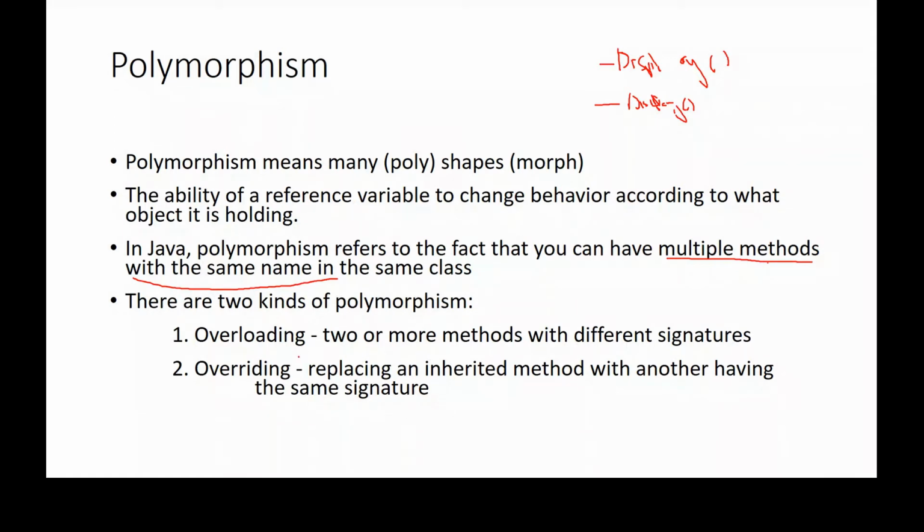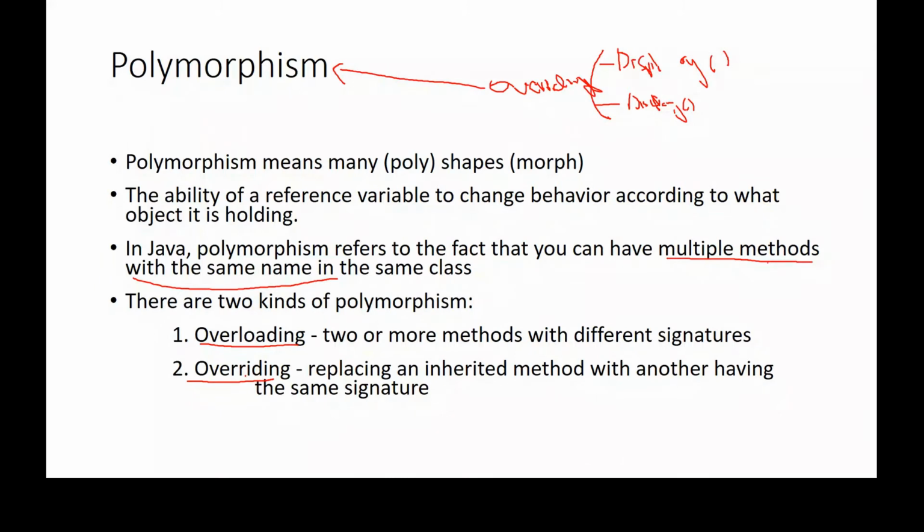Now, if you see something like this, we call it overriding. If you see two methods with the same name, that means we have overriding. And when you have overriding, you accomplish what? The concept of polymorphism. So two kinds of polymorphism: we have overloading, we have overriding.